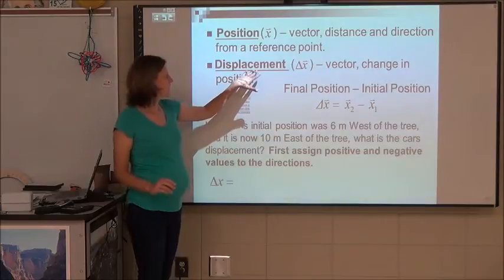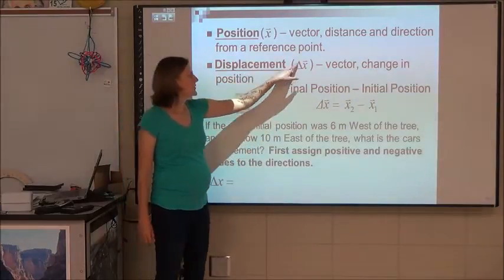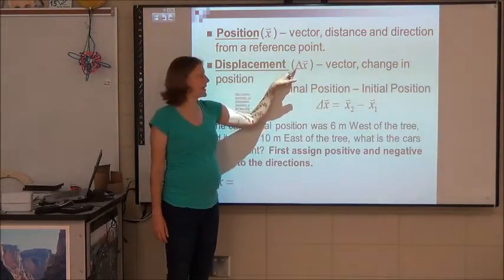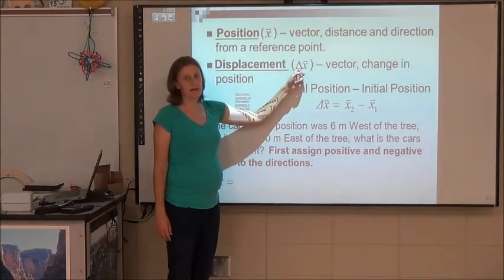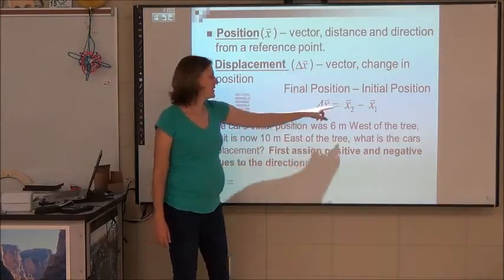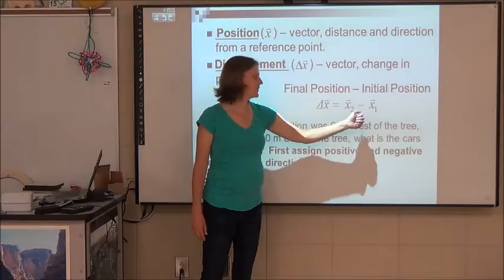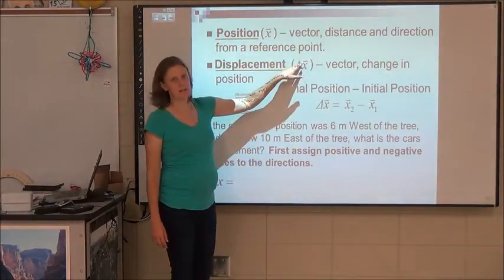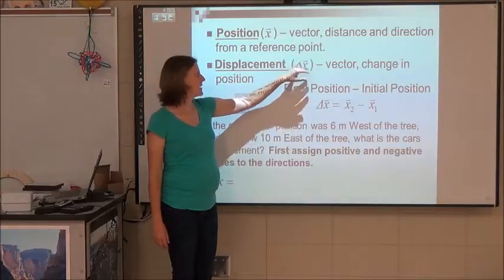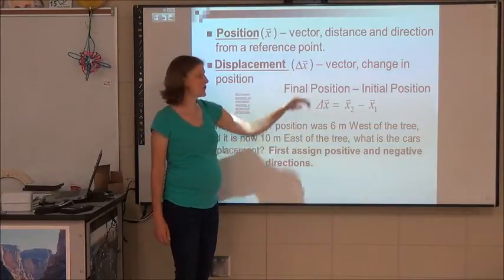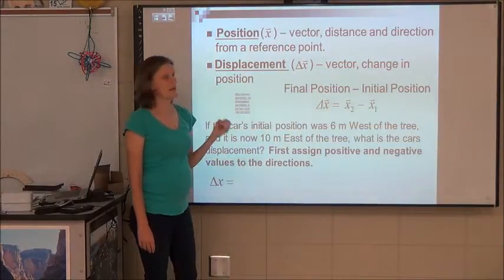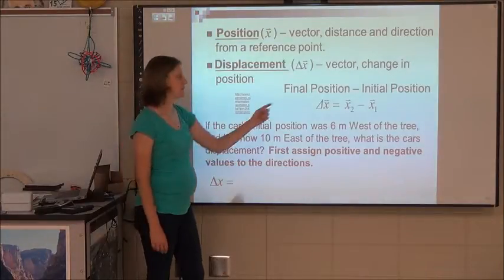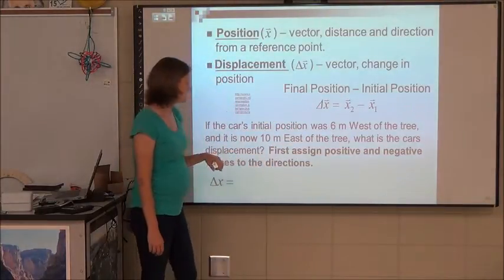And then displacement, which is this delta sign, Greek letter delta. Whenever you see that in science class, it always means a final minus an initial, second value minus the first value. So you can have delta t for time, delta capital T for temperature, but it means change in, and change in always means final minus initial.